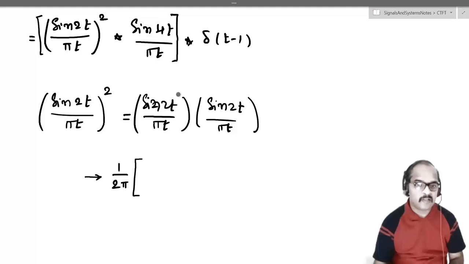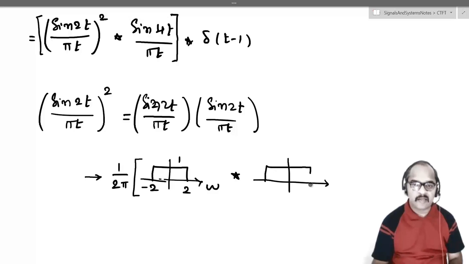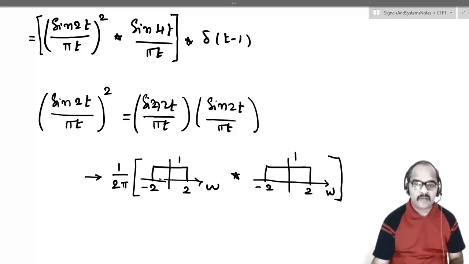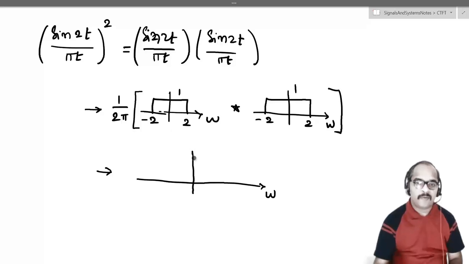So convolution of which functions here? Fourier transform of sine 2t by pi t, which would be a rectangle from -2 to +2 with amplitude 1, convolved with the same rectangle from -2 to +2 with amplitude 1. But we know that convolution of two rectangles of the same width will give you what as the Fourier transform? You get a triangular function. You get a triangular function from where to where? So from -4 to +4.